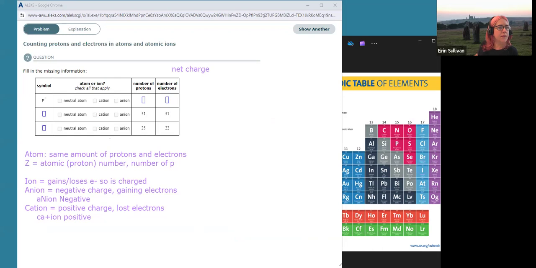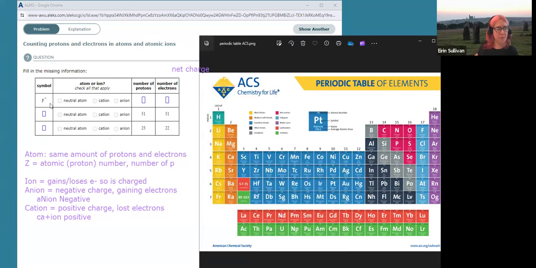Okay, so our first row, we've been told the symbol is F-. It's got a minus charge, so it must be an anion, because an anion is negative. Which element is it? It is fluorine. Fluorine is over here in the periodic table. It has Z of 9, so the atomic number is 9. That means it has 9 protons.